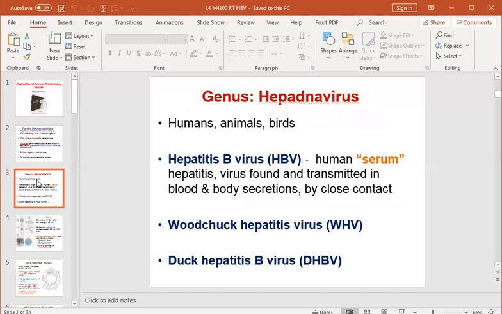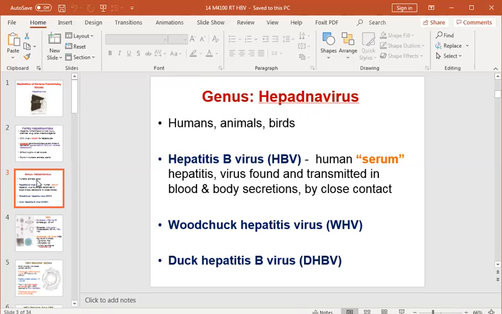The family of Hepadnaviridae has a genus called Orthohepadnavirus. Hepadnaviruses use humans, animals, and birds as their hosts, so they have a pretty wide host range. Viruses in this family include hepatitis B virus, or HBV, woodchuck hepatitis virus, or WHV, and duck hepatitis B virus, or DHBV.